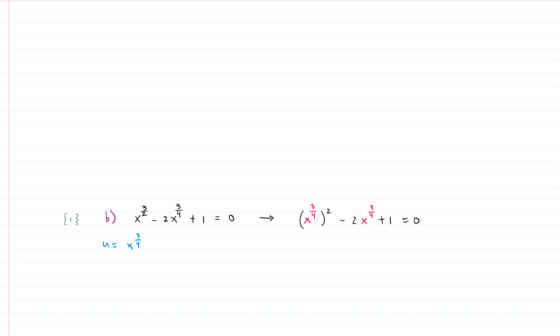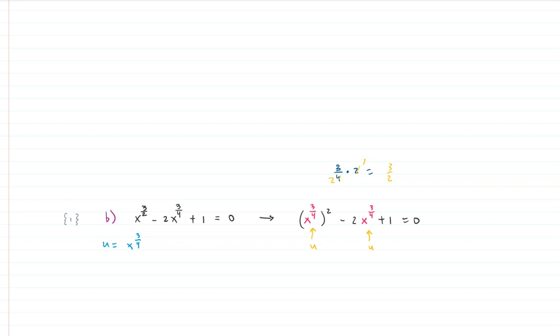So this works perfectly because if we multiply 3/4 by 2, we get 3/2, because the 2 and the 4 do some simplifying. The 2 cancels with one of the 2s in the 4 and gives us 3/2. Or in other words, let me write it out here: 3 divided by 4 multiplied by 2 gives us 3/2. So it's perfect. That's a perfect substitution. So that means now that this is u, and this is u. Everywhere there's an x to the 3/4 in our equation, we replace it with u.